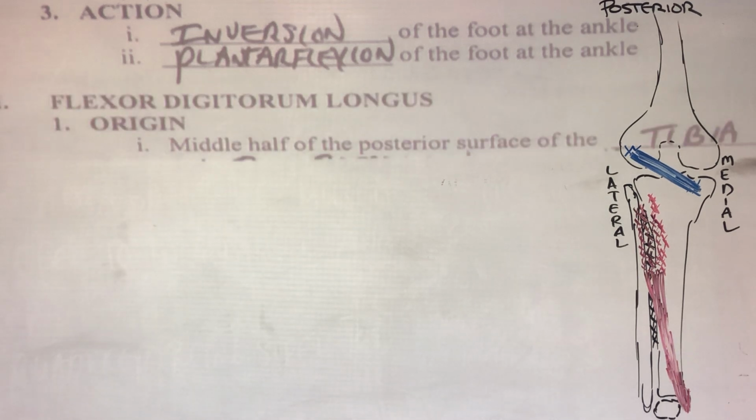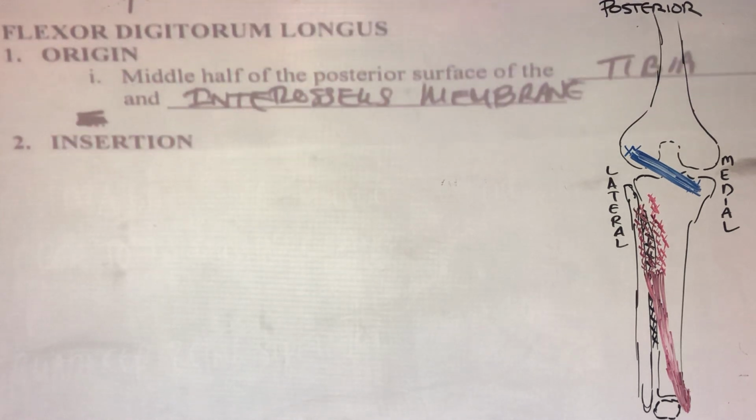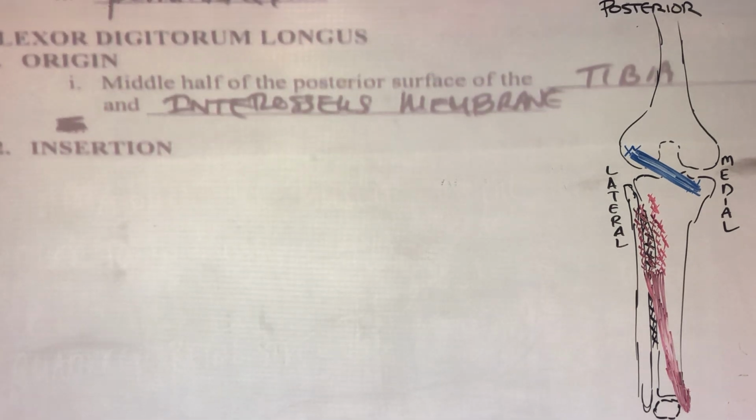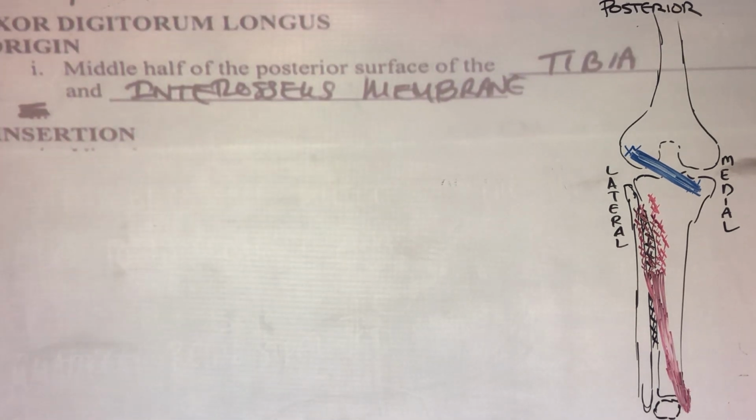Next is flexor digitorum longus. The flexor digitorum longus originates from the middle half of the posterior surface of the tibia and interosseous membrane. So flexor digitorum longus is the middle half of the posterior surface of the tibia and interosseous membrane.